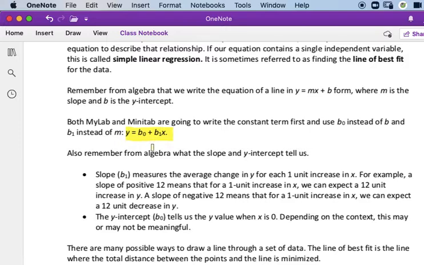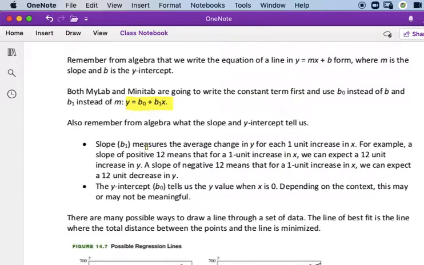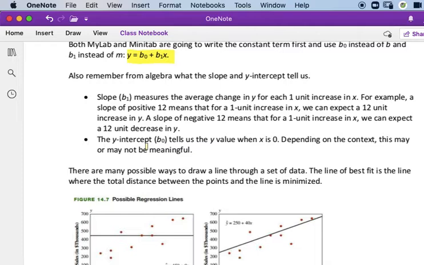We also want to remember from algebra what the slope and y-intercept tell us about the line. The slope measures the average change in y for each 1 unit increase in x. So if we have a slope of 12, that means that as we move 1 to the right, or increase x by 1, the line is going to go up 12, or there's going to be a 12-unit increase in the y-coordinate. If the slope is negative, then as we increase x by 1, the y value is going to decrease by 12 because it's going to go down.